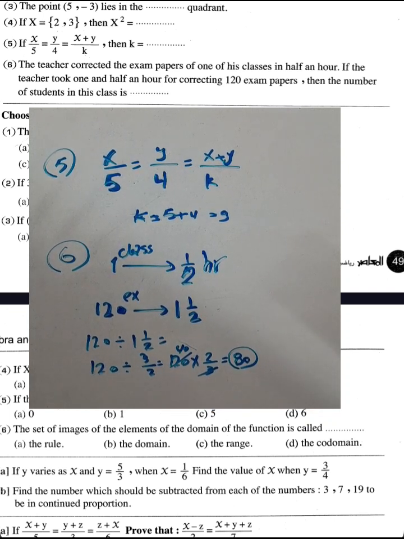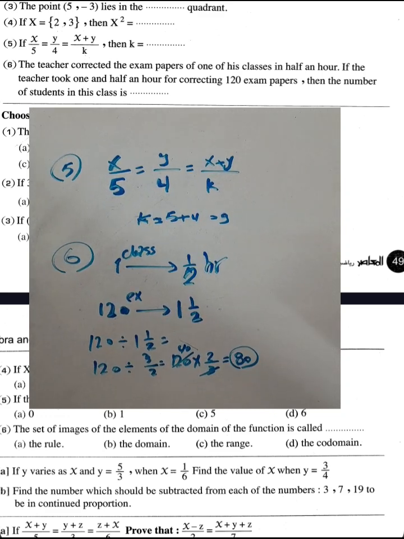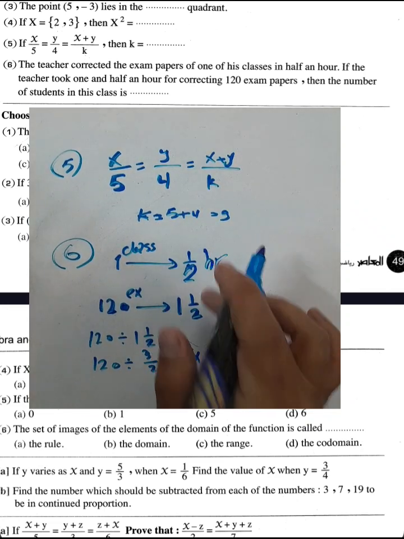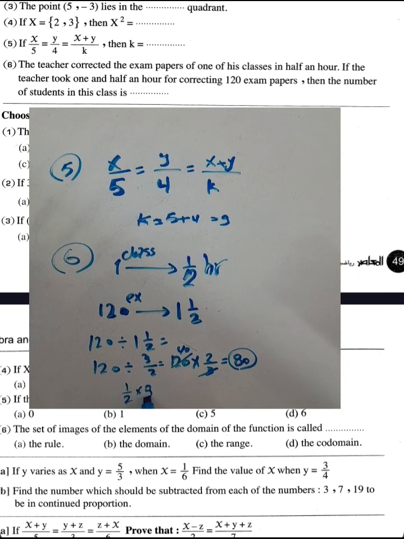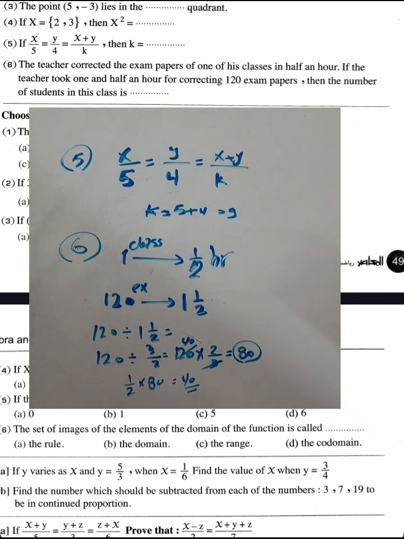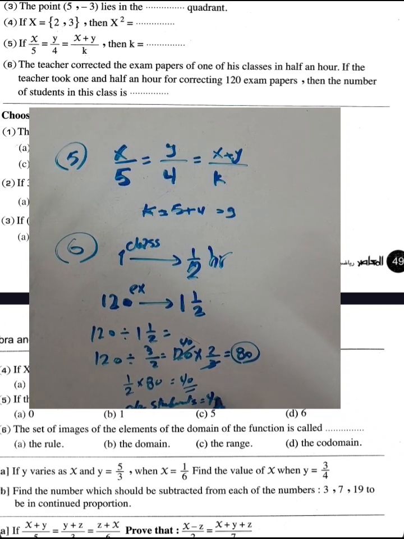Then how many papers, or how many students in this class, will he correct in half an hour? It will be half multiplied by 80. The result will be 40 papers. Then the number of students equals 40 students.